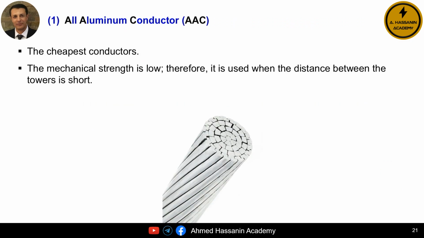The first type of traditional conductor used in overhead transmission lines is the all-aluminum conductor, AAC. The most important advantage of this type of conductor is that it is considered the cheapest among all conductor types. However, the main disadvantage of this type is its low mechanical strength.